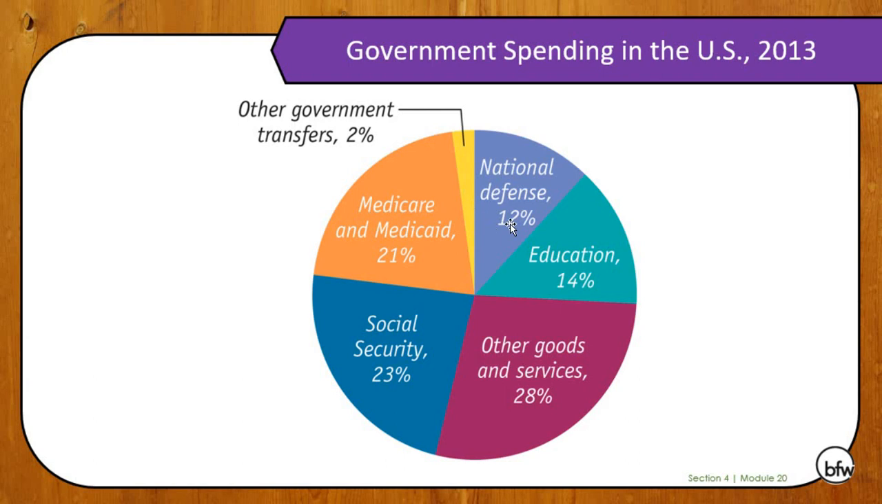We also spend 12% on national defense, 14% on education. Other goods and services, part of this is going to pay interest on our debt, things like that. You can see over here other government transfers, 2%. So that's things like food stamps and other things like that. As you can see, that's not a huge overall percentage of our budget. Just kind of interesting because that's usually the stuff that gets talked about the most.